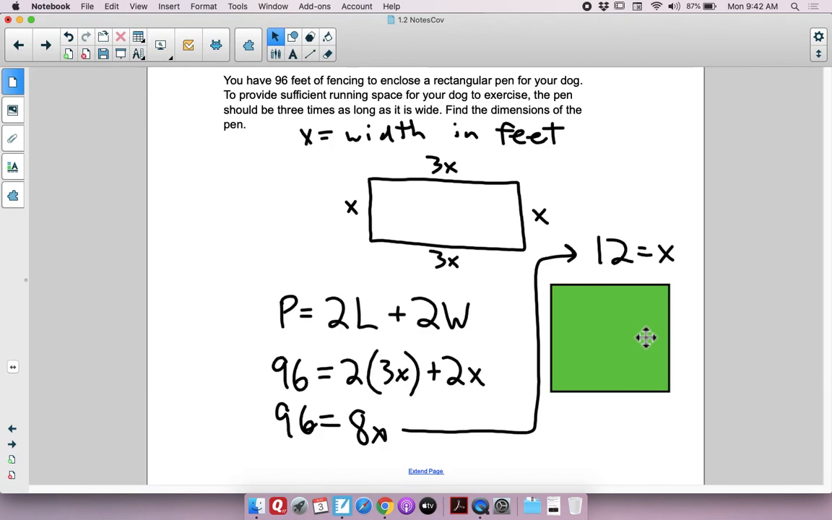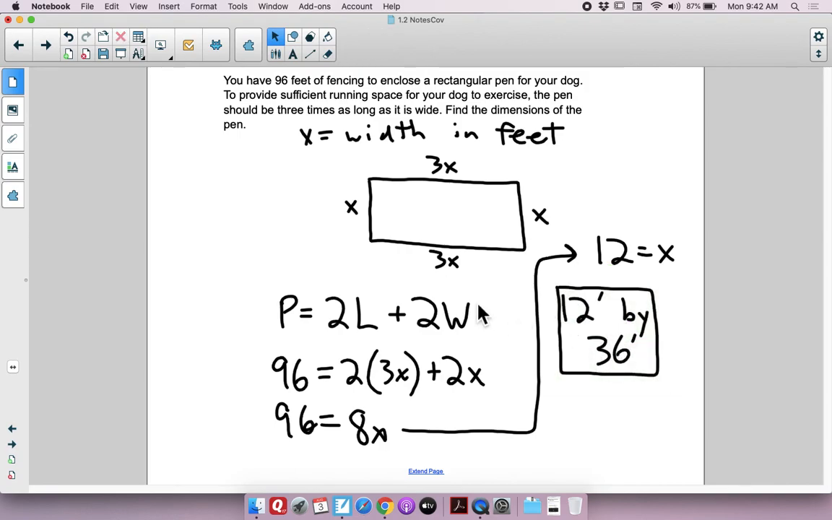So what are the dimensions of the pen? If x is 12, that's our width. What's our length going to be? 3 times 12, which is 36. And notice 36 and 36 is 72. 12 and 12 is 24. And if you add those together, 72 and 24, you get 96.